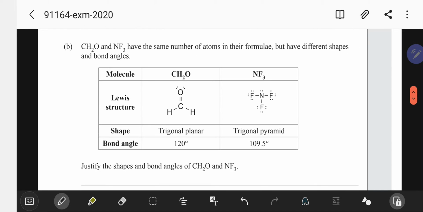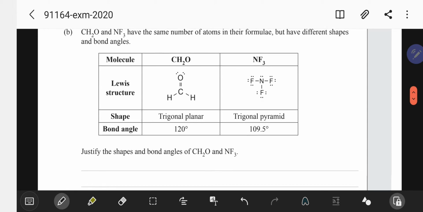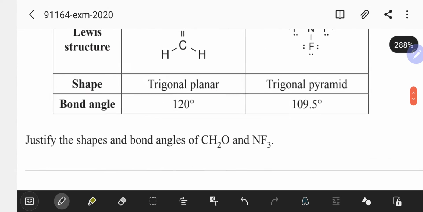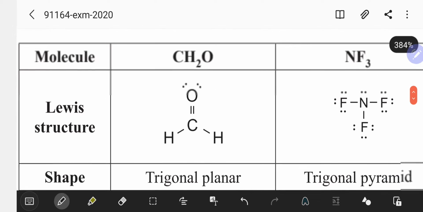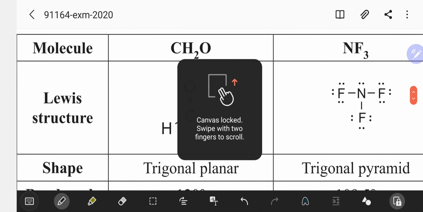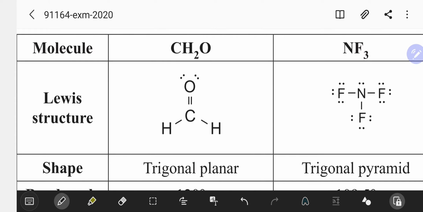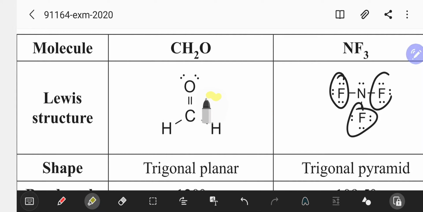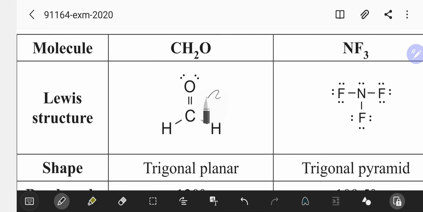CH2O and NF3 have the same number of atoms in their formulae, but have different shapes. So this one here, CH2O, it's got 3 atoms around the central atom. So does this, but these actually have different regions of negative charge around it. So this one has 1, 2, 3 regions of negative charge.